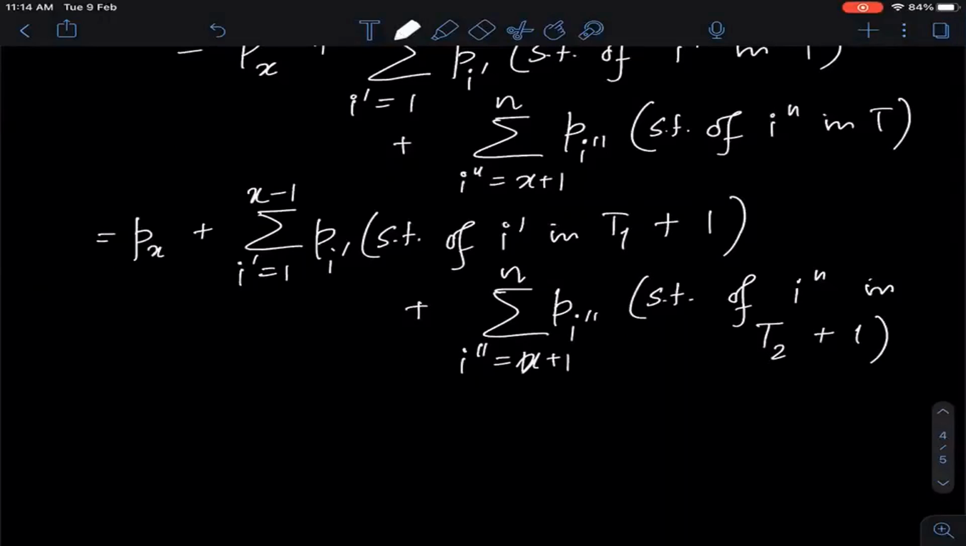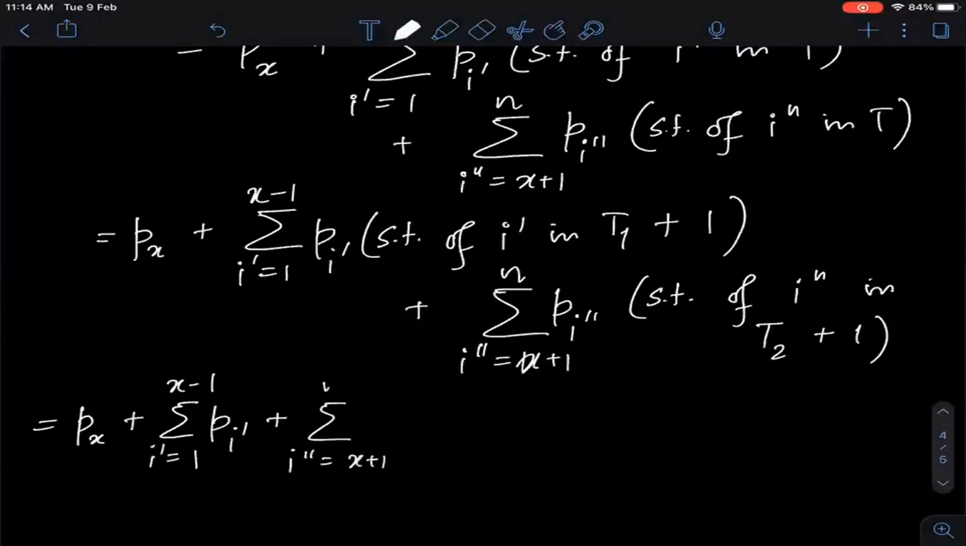Okay? I will just pull out the P1 times 1 terms and separate them. So this is equal to Px plus summation over i prime equals 1 to x minus 1 of pi prime, plus summation over i double prime equals x plus 1 to n of pi double prime, plus cost of T1 plus cost of T2. Okay? Is this clear to everyone up to here?